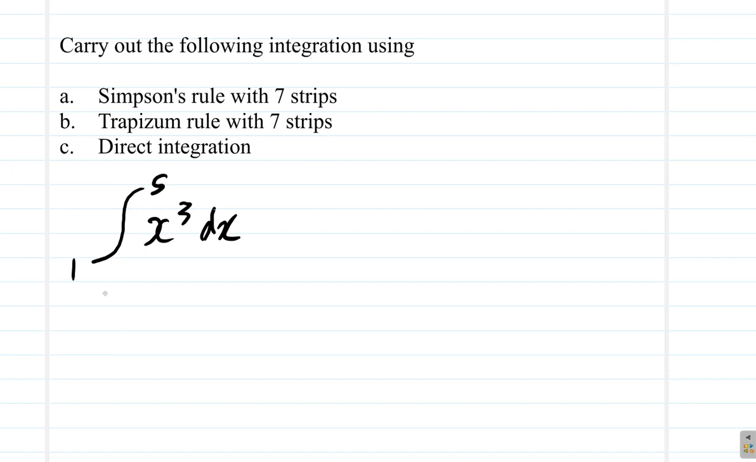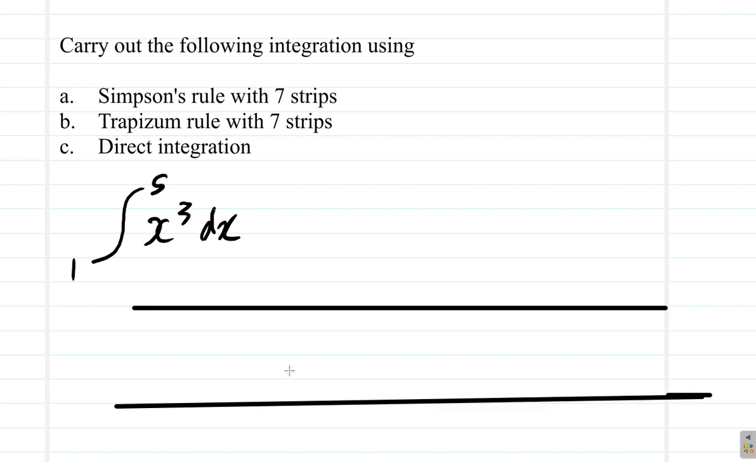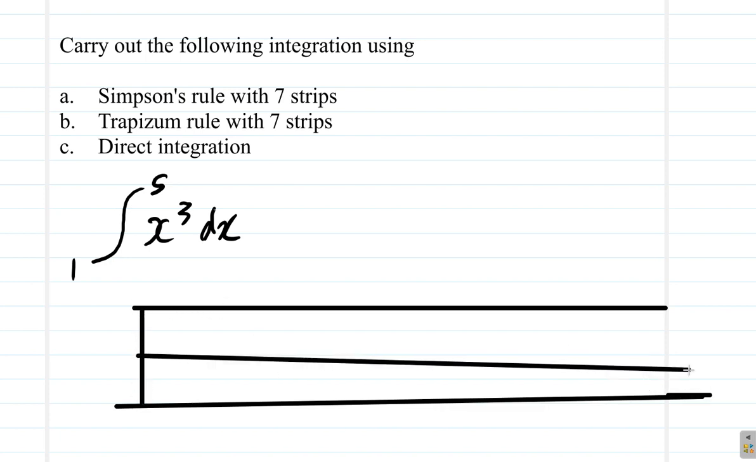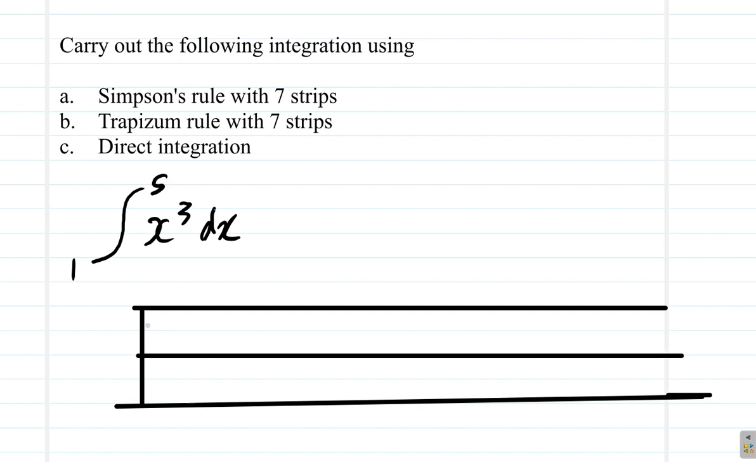Now, here we have our table. We're going to do our calculations, right? We have values of x and we're going to have values of y. Now, if we cut from 1 to 5 into 7 strips, this is 1, this is 5, 5 minus 1 divided by 7.